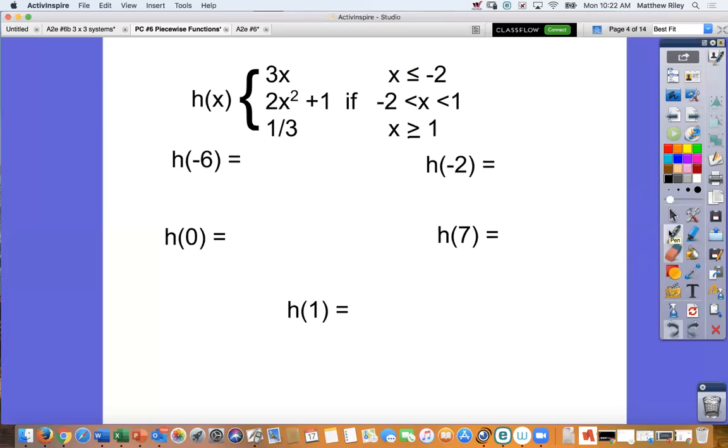So let's go ahead and get started, especially if you've already written this down. So the very first one, I want to know the value when x is -6. Which one do I use, the top, the middle, or the bottom? The top one, because I only use this when x is less than or equal to -2. So I'm going to use the top one because it's less than or equal to -2. So 3 times -6 is just -18.